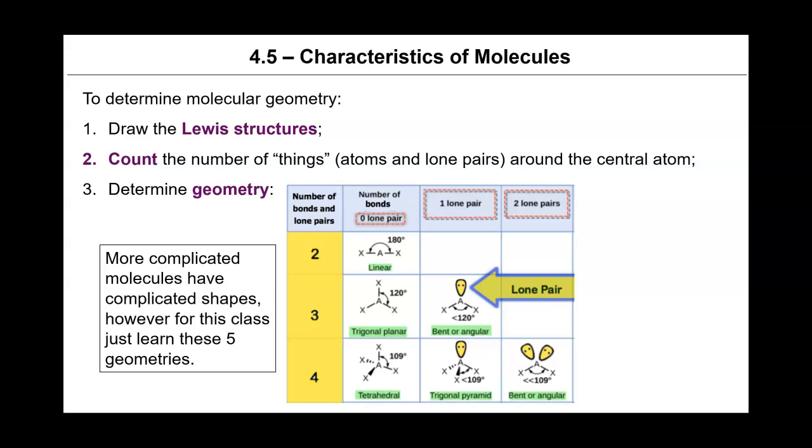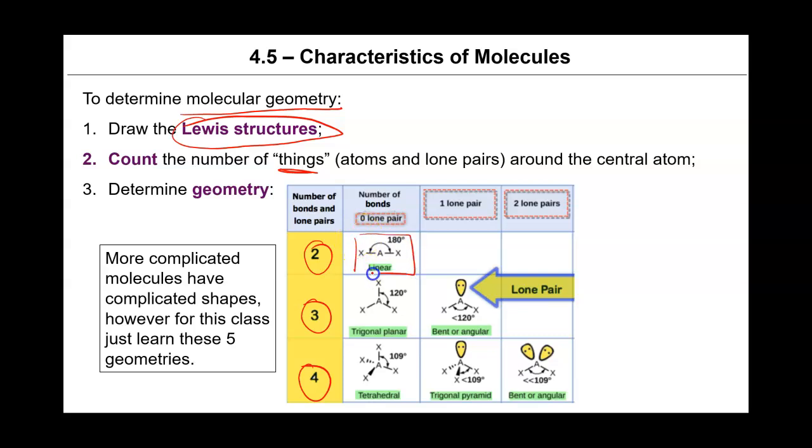Okay, so this is the information that you guys need to remember. To determine the molecular geometry, what you're going to do is draw the Lewis structure. And then you're going to count the number of things, atoms and lone pairs, that are attached around the central atom. This will be either 2, 3, or 4. This will give rise to one of 5 different geometries.